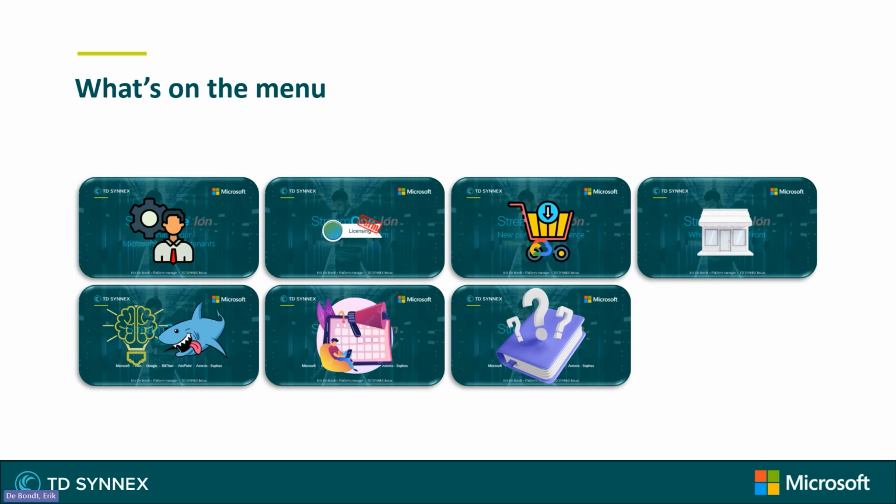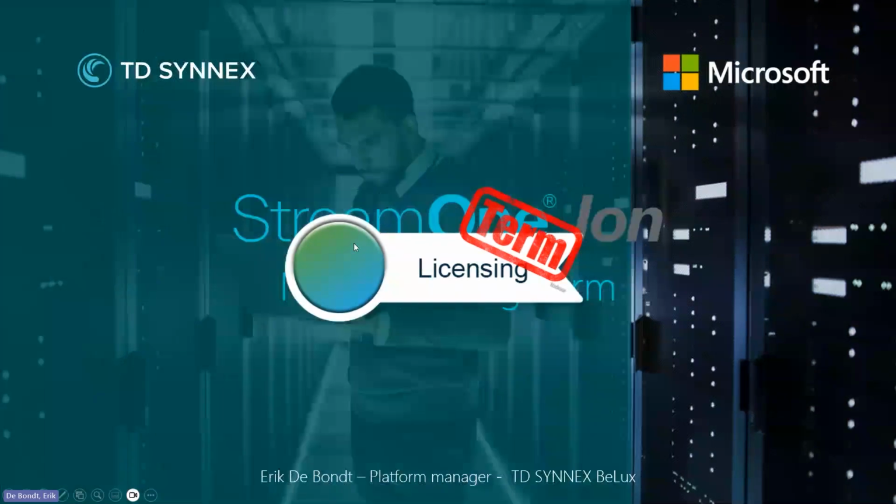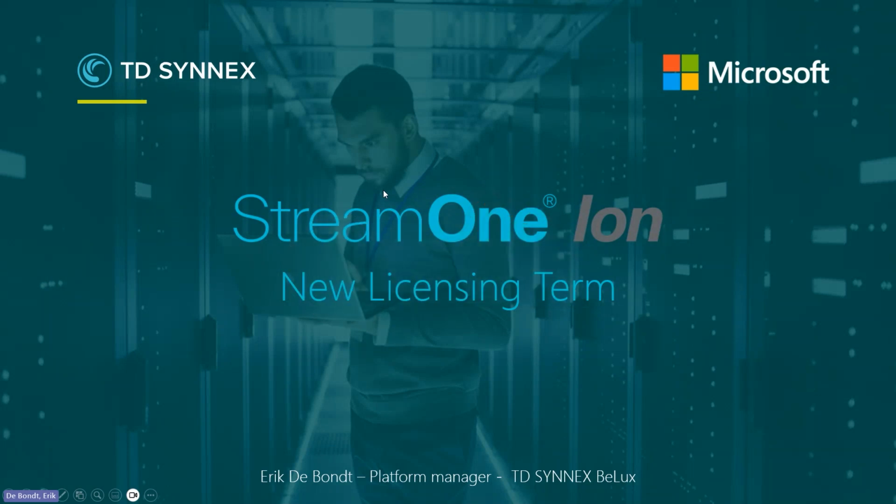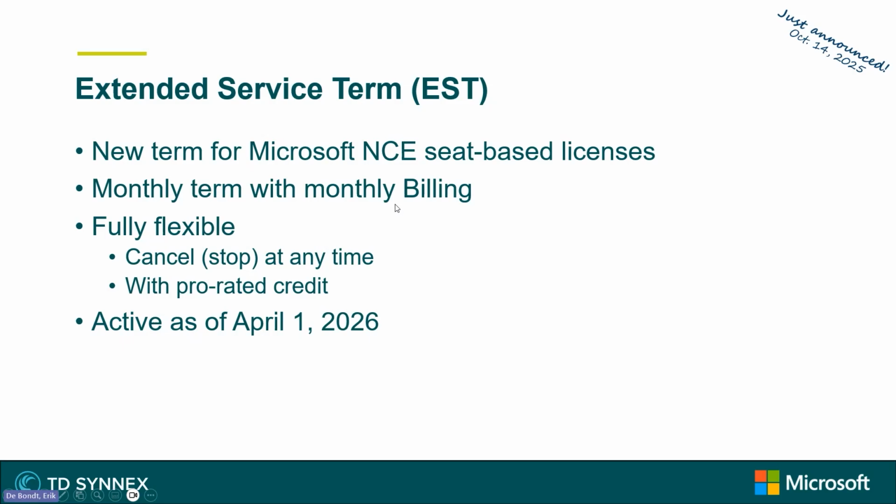Okay. Now, an announcement that Microsoft did last week on the 14th. So very fresh announcement. There are licensing terms that exist and that will change on April the 1st, 2026. So it will be a new term. This is preview, so if Microsoft tomorrow changes ideas, please forgive me. This is what is in the announcement today. So it's a new term.